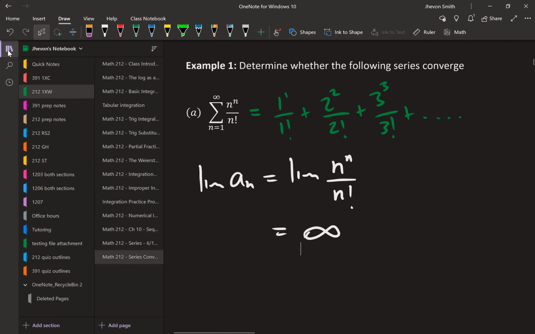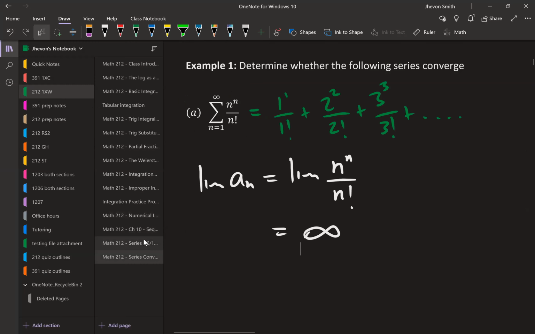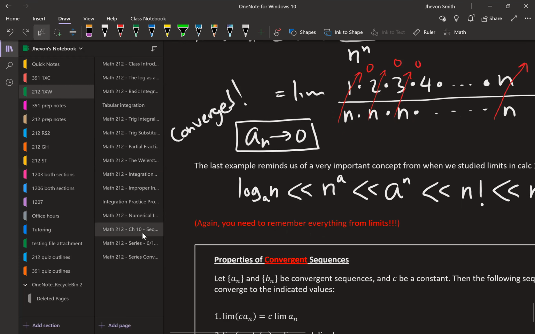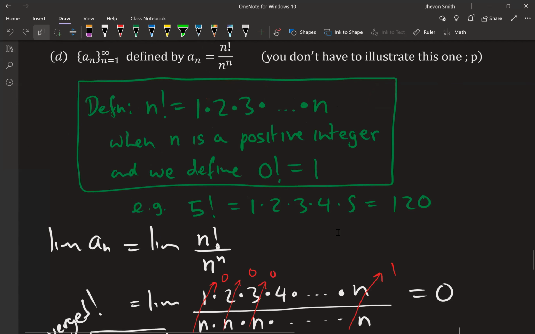Can we go back to the other page, the one with the same problem with the n to the n power over n factorial? You see, this is the same problem, just the other way around. If it's the same problem, doesn't it converge, because it converges to 0?